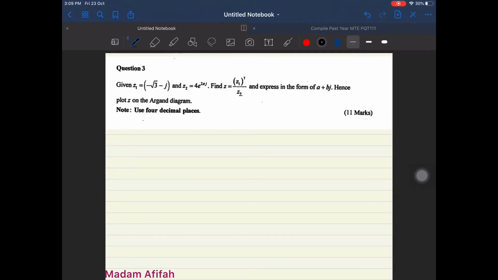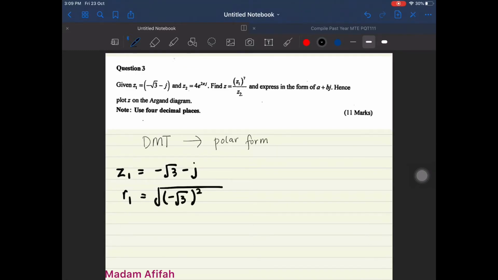Before we can use De Moivre's theorem, we need to express z in terms of polar form. Your z1 is given by negative square root 3 minus j. So you need to find the modulus and the argument for your z1. The modulus of your z1, r1, is the square root of negative square root 3 the whole thing squared plus negative 1 the whole thing squared, which is equal to 2.